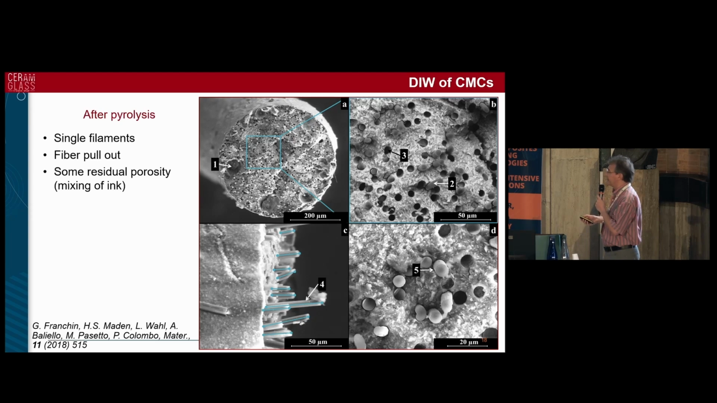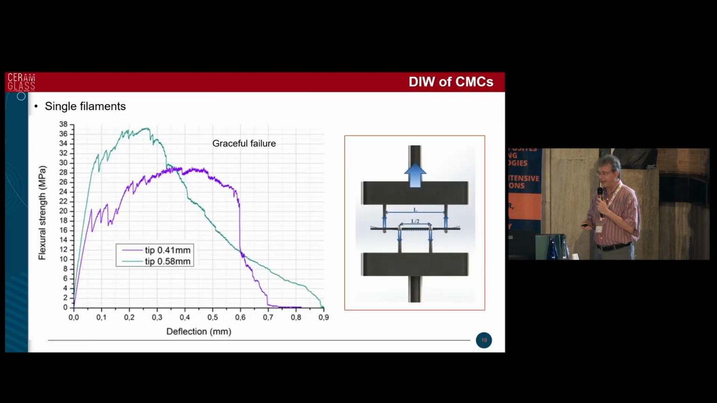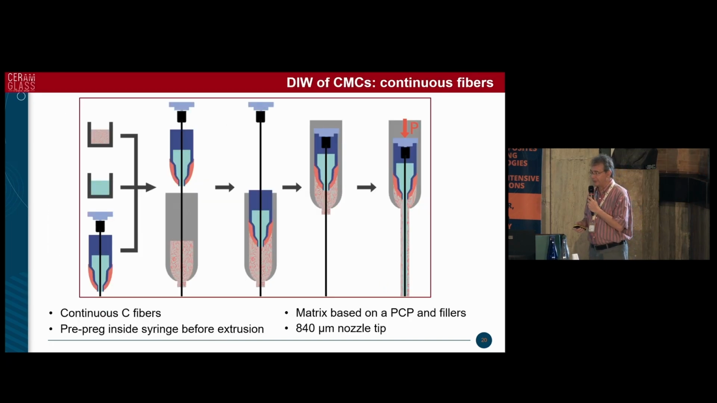But the point is that this does not necessarily prove that we have a composite behavior, because if you fracture such a material, you might simply crumble the matrix between the fibers, and this is not evidence of graceful failure behavior. So we generated single filaments. We tested the filaments in 4-point bending, and you can see that actually we do have graceful failure behavior. So we have been able to generate chopped fiber, short fiber, reinforced CMCs.